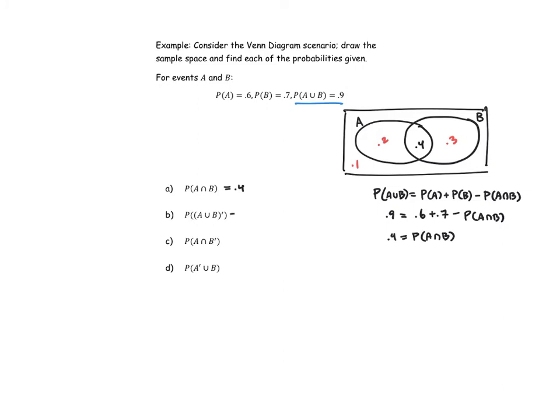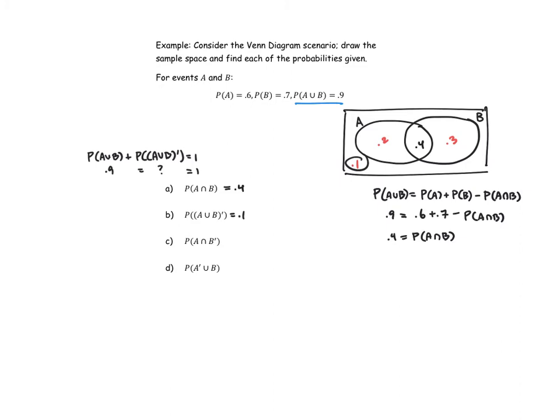Let's look at part B. Probability of A or B, not that, right? So this symbol right here represents the complement of. So if I were to find the probability of A or B plus this probability that we're looking at here, they should equal 1. Well, I know this is 0.9. I know this is 1. So this value, as we already know, is 0.1.